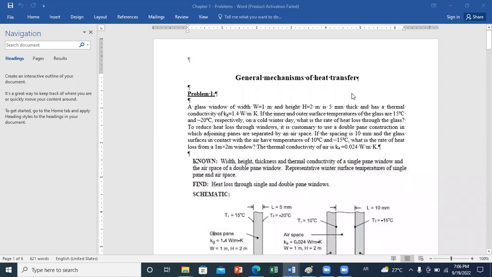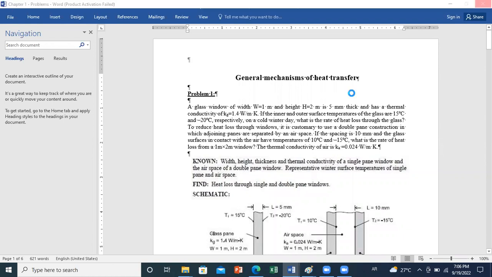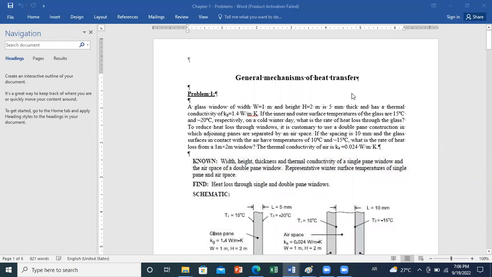Okay, so we'll start to do some problems to practice on these modes of heat transfer. In the first problem, a glass window of width 1 meter and height 2 meters is 5 millimeters thick and has a thermal conductivity of Kg equals 1.4 watt per meter Kelvin. If the inner and outer surface temperatures of the glass are 15 and minus 20 degrees respectively on a cold winter day, what is the rate of heat loss through the glass?